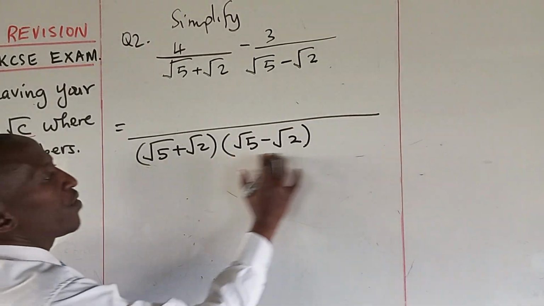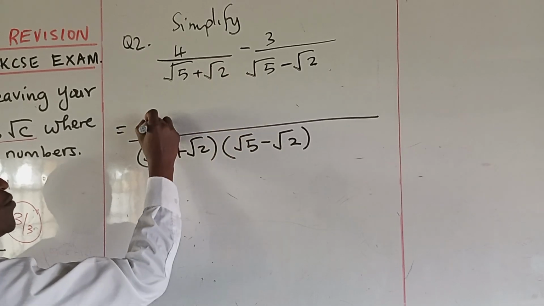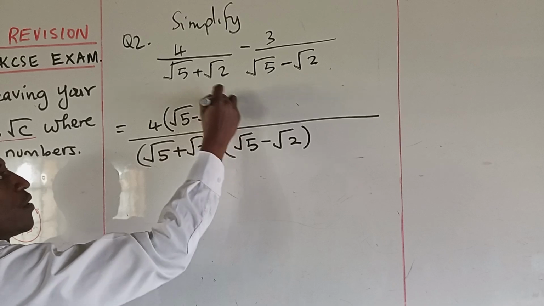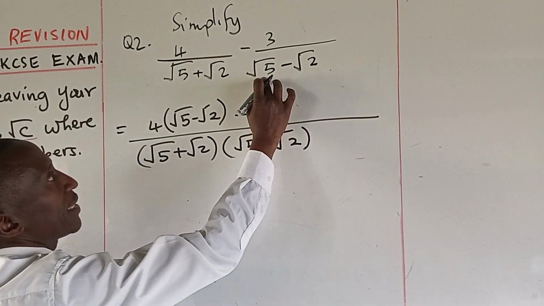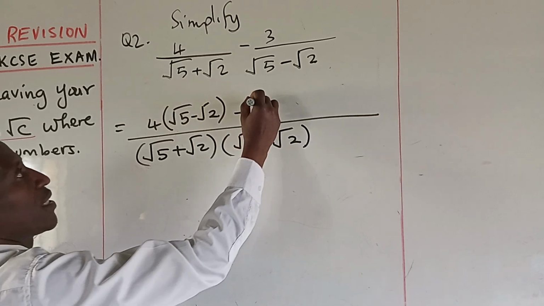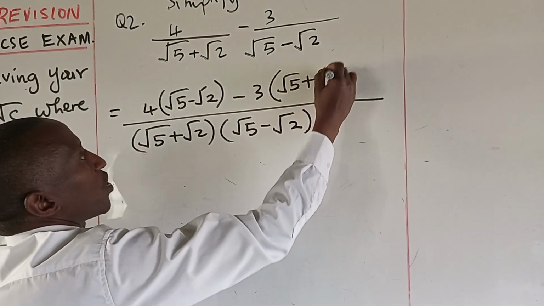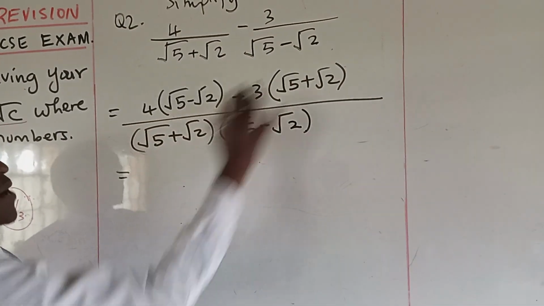So we divide all this by the first part, we get the partner here. So that will be 4 into brackets root 5 minus root 2. Subtract, when you divide all this by this, we get the partner here. So that is negative 3 into root 5 plus root 2. So at this point, I would like us to open the brackets.